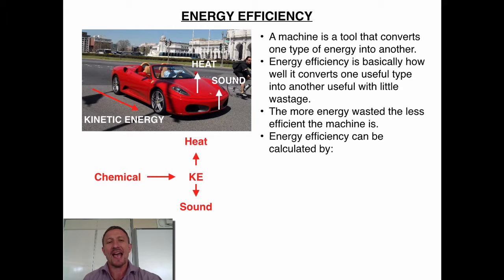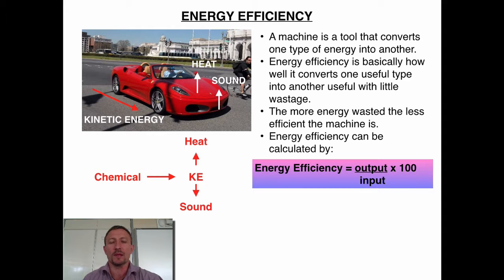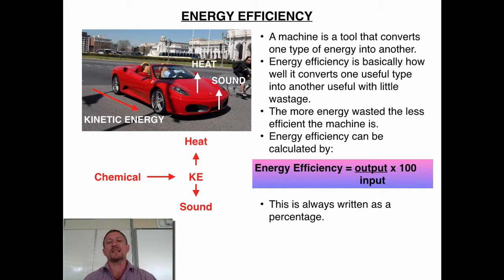The question is, how do we calculate the efficiency? Well, we use the equation below that states energy efficiency equals the output energy divided by the input energy multiplied by 100. And this is always written as a percentage. So you will have a percentage efficiency rating on a machine saying how good it is as it moves from one type of energy to another.